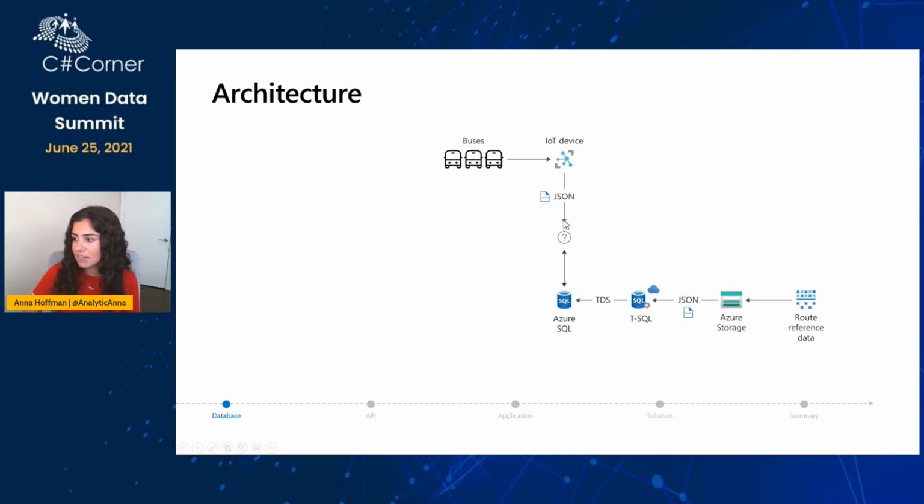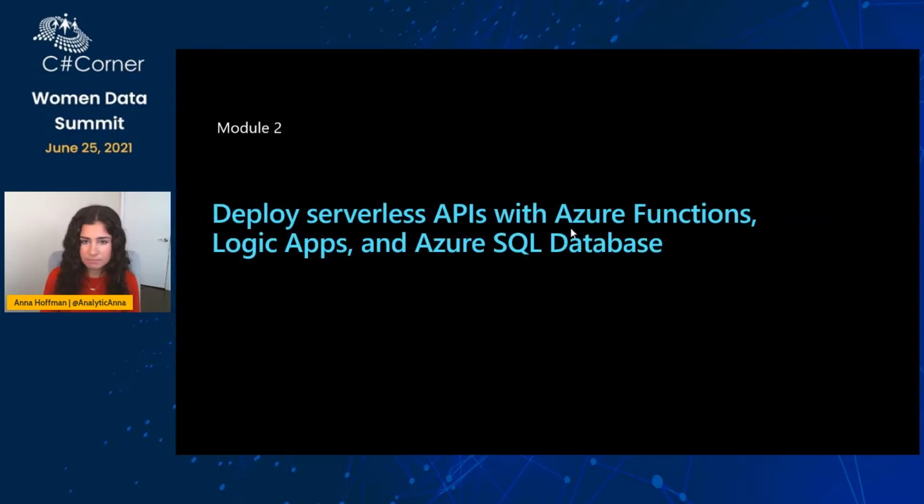The next thing we need to understand is, okay, how are we going to regularly keep the data in Azure SQL Database up to date? And for that, we're going to need some sort of API to basically call this new JSON document and bring in the new data. That brings us to Module 2, where we're going to talk about serverless APIs. We're going to talk about things like Azure Functions and Azure Logic Apps.